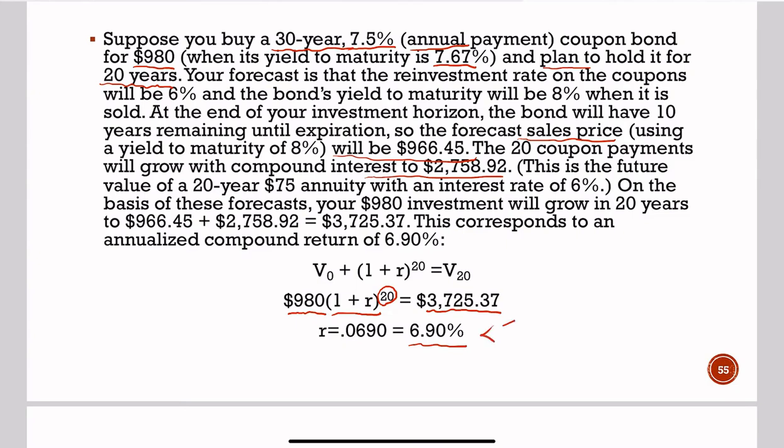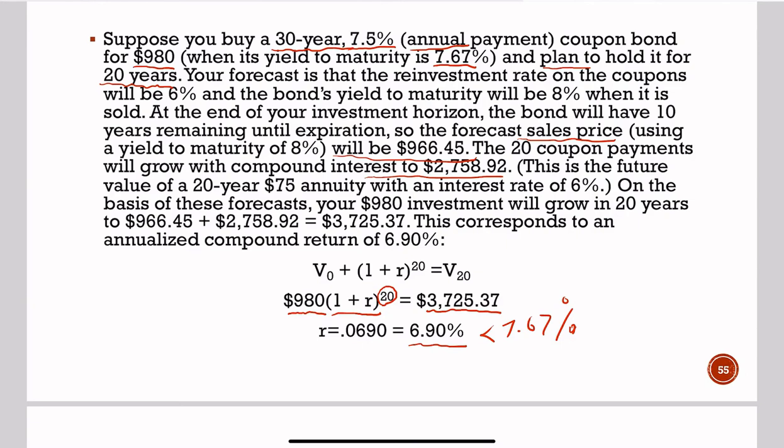Obviously, this is smaller compared with the promised yield of 7.67% because you suffered from both types of risk. You're suffering from price risk because the yield increased to 8%, so you will sell your bond at a lower price. And also the reinvestment rate was only 6%, so you reinvested all your coupon payments at a lower rate compared with the yield.